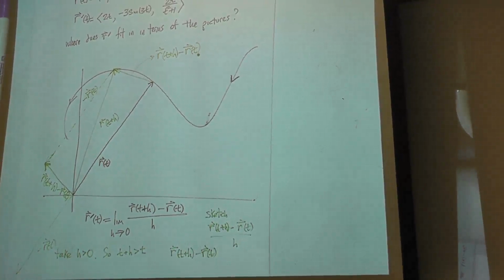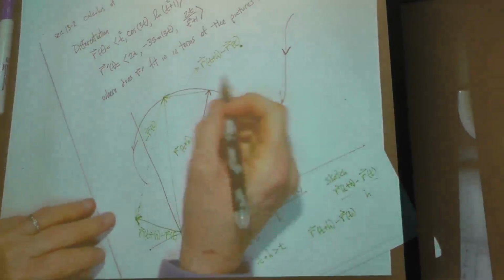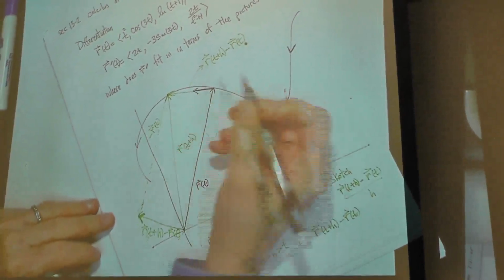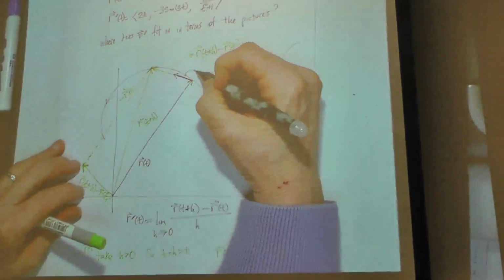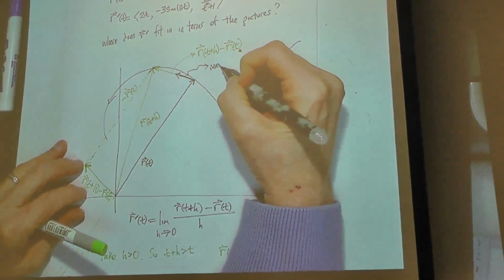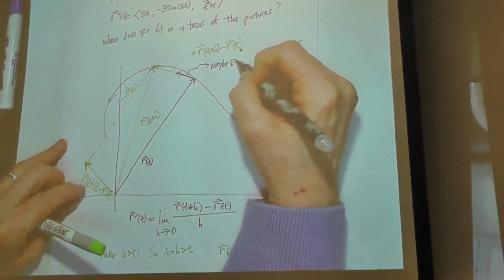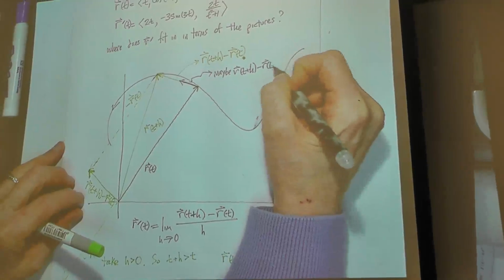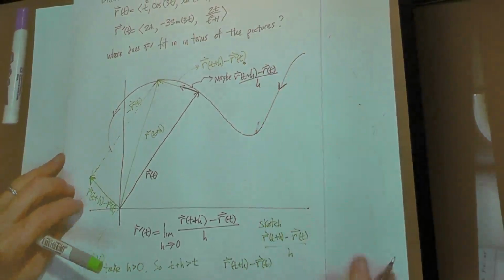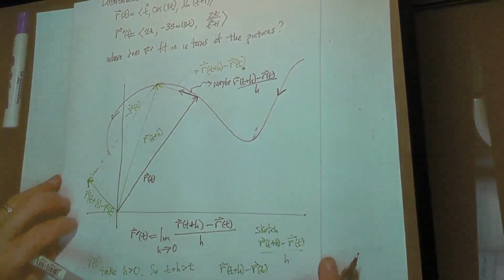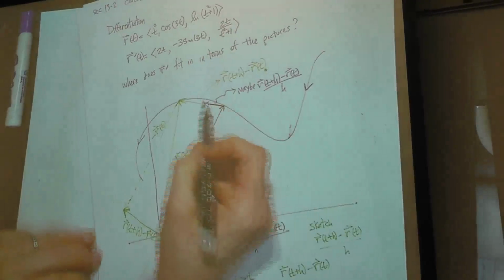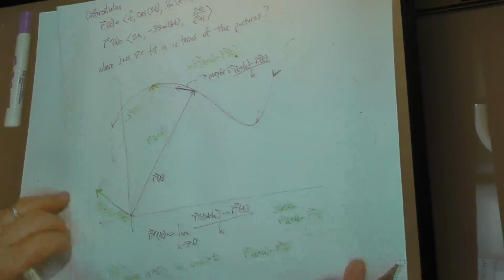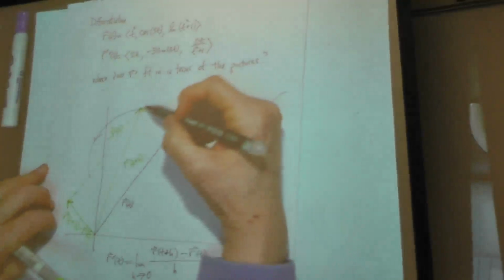So maybe we end up with this right here. Maybe this is r of t plus h minus r of t over h. It's really the direction that I want. You know, maybe that's not the right guy. Maybe it's way out there. I don't know. But I do want to pay attention to the direction.